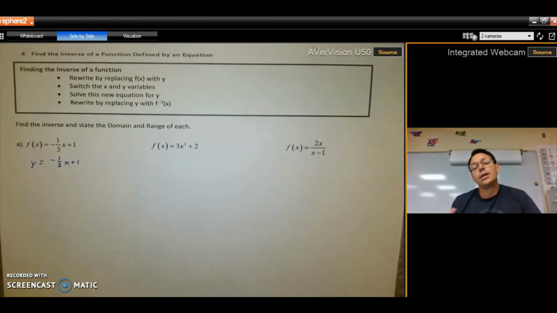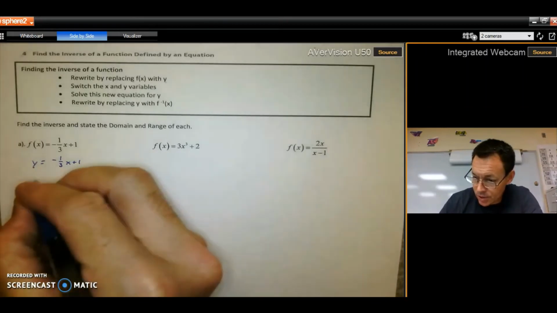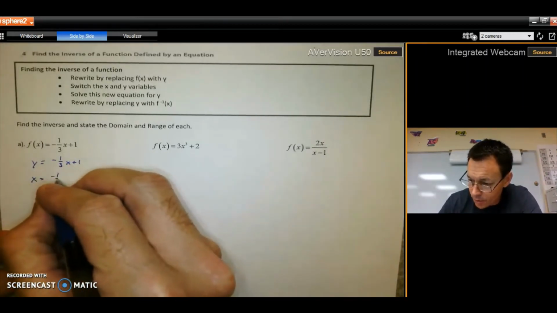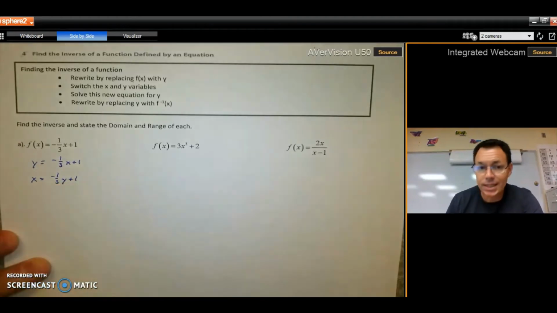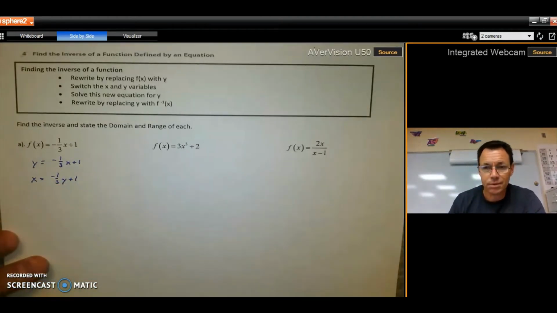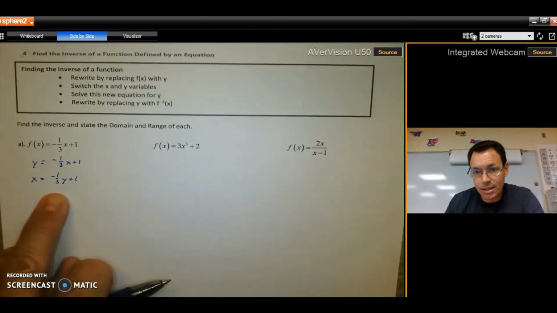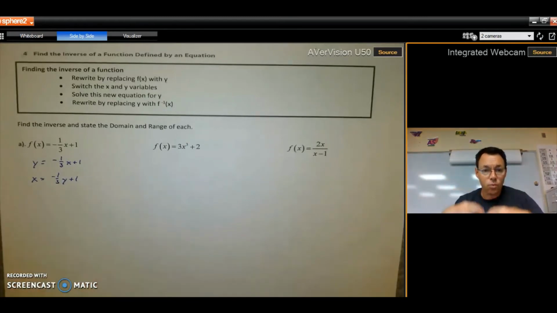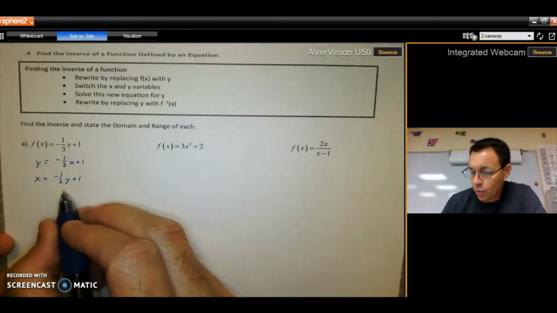Now, the inverse switches your x's and y's. So that's what we're going to do. We're going to take the x and the y and we're just going to flip them. So we're going to put the x over here and we're going to put the y over here. Now, technically, we're done, but we're not. This is the inverse. We have created the inverse. But now we need to resolve it for y, so we can write it using function notation, and then we'll be done. Right now, we're not quite there yet.